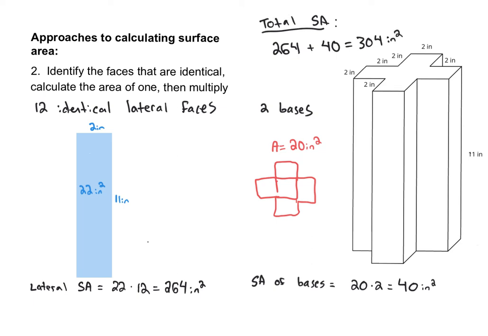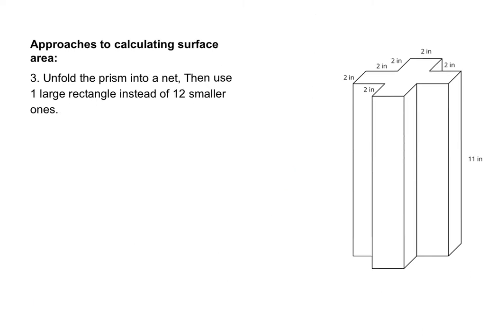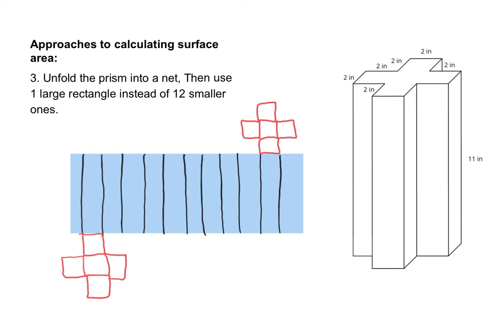All right, let's do one last method. This approach uses more of a net. We could unfold this prism into a net and then use one large rectangle instead of 12 smaller ones. So the net of this figure would look something like this. What we have here are two bases in red and then our lateral surface area in blue. What is helpful about doing a net like this is we already know our height is 11. And then this length of our figure right here is the perimeter of our base.